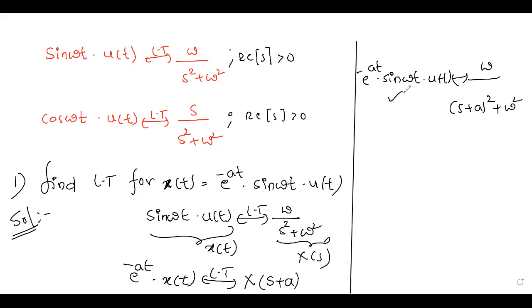Now we need to find the ROC. Here the ROC is real part of s greater than 0, but in place of s we have s plus a. Now s is replaced with s plus a, so real part of s you will get as greater than minus a. Why? Because s plus a must be greater than 0, meaning real part of s is greater than minus a. So this is our ROC for this problem. In the same manner, we can find the Laplace transform for e power minus a t into cos omega t into u of t also.